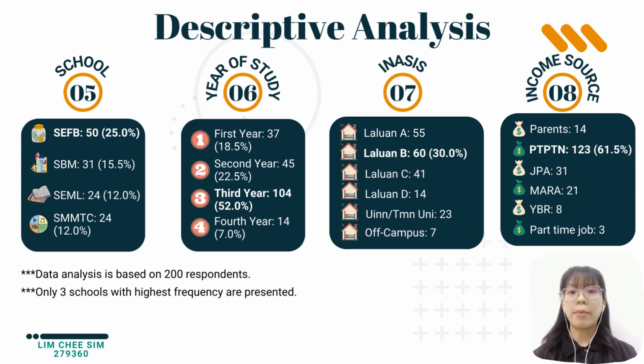We'll continue on demographic respondents for school. The 3 schools with highest frequency are presented here, consisting of SEFB, SBM, SEML, and SMMTC. Among 200 respondents, the majority of them are third-year university students. More than 25% of respondents stay at Laluan B. Last but not least, for income source, income for more than 50% of respondents is sourced from PTPTN.